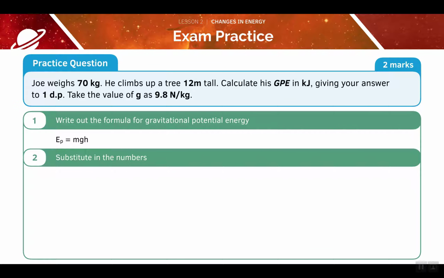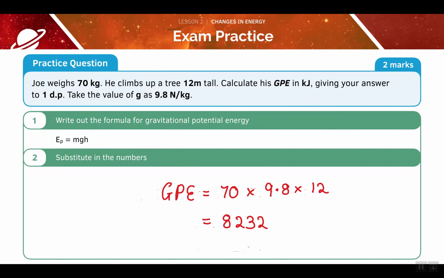Now we can put in the numbers from the question. This will be GPE equals our mass, which is 70, times our gravitational field strength, times our height, which is 12 metres. This works out to 8,232 joules.